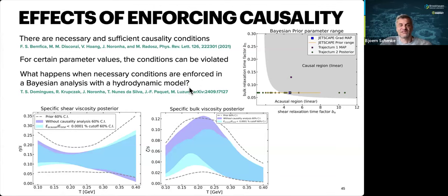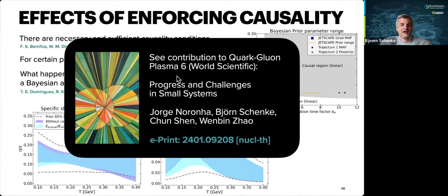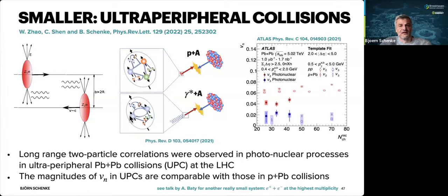And this becomes even more problematic in smaller systems. This was done for heavy ion collisions. For more on this, the QGP6 book is coming out, and you can already look at the contribution that we wrote on the small systems, and that's the reference here. I think I'm already over time, so I don't want to break my record from last week.